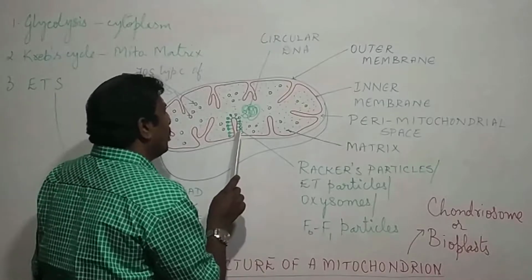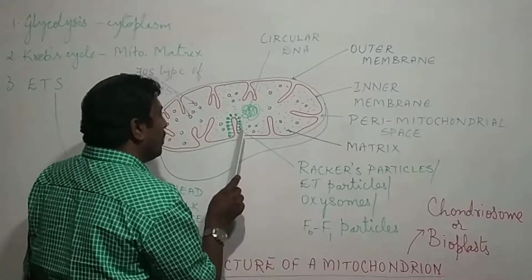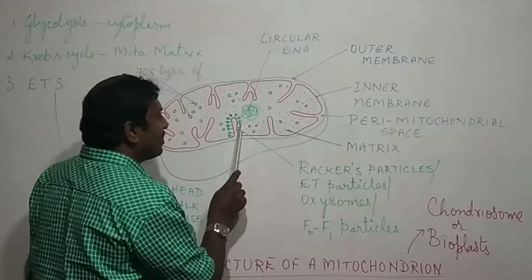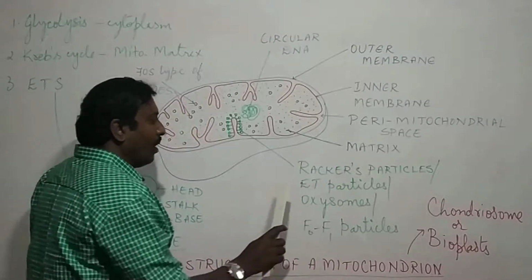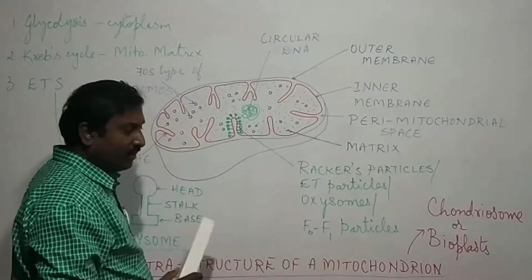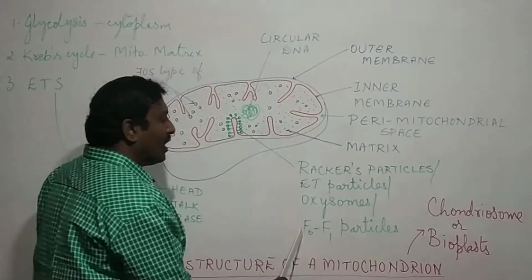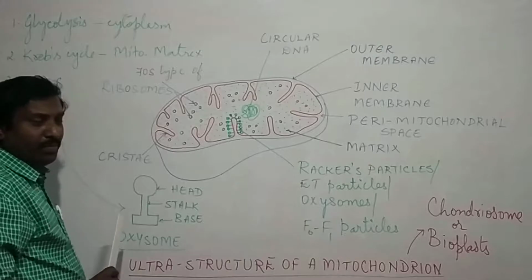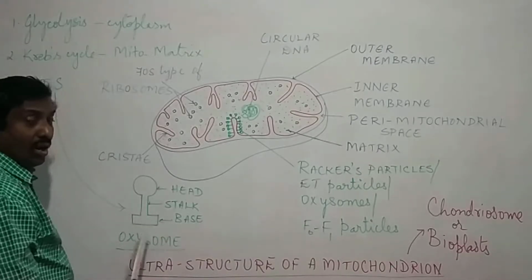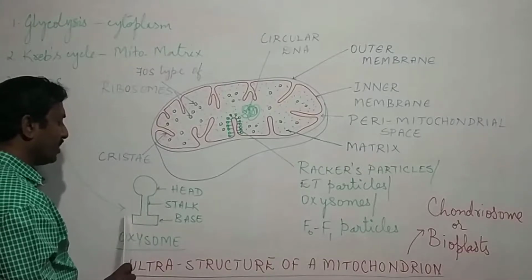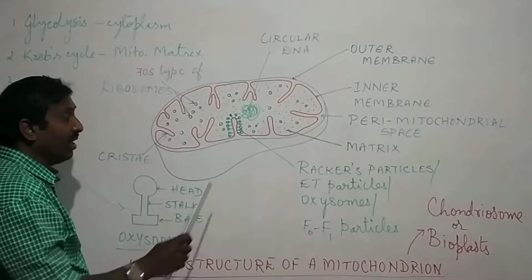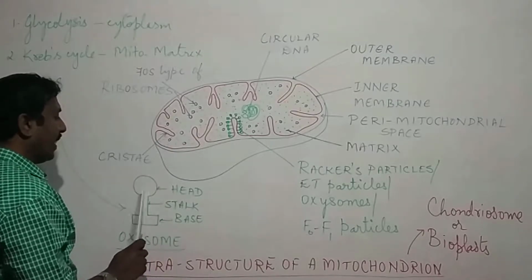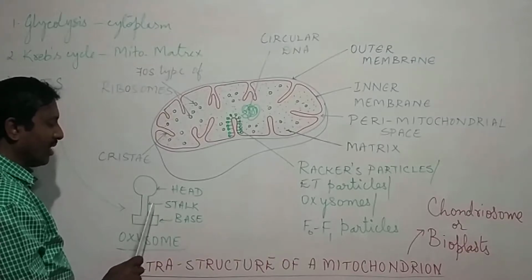Each crista to the inner membrane has small tiny particles attached here with a stalk, and these are considered as the Racker's particles or electron transport particles or oxysomes or F0 F1 particles. And each Racker's particle, the so-called oxysome, consists of a small base that is embedded inside the inner membrane of mitochondria, and it has a spherical head resting on a short stalk that is attached to the base.